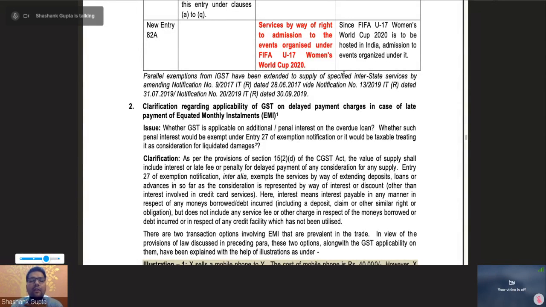suppose I am a seller of mobile phone, and suppose you come to me to buy a mobile phone. I say that this mobile phone is for 40,000 rupees. And you say that I cannot pay you 40,000 rupees immediately. Then I give you another option. Okay, do one thing. You pay me in installments. So every discussion till now, everything is happening between me, the seller, and you, the buyer.